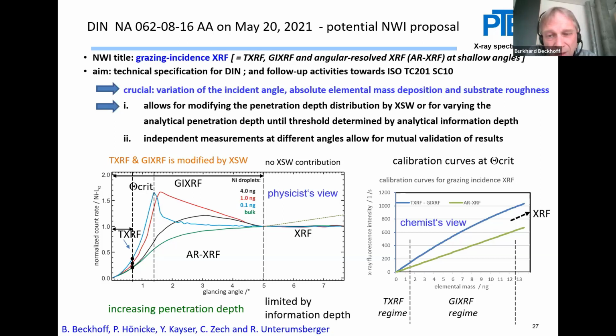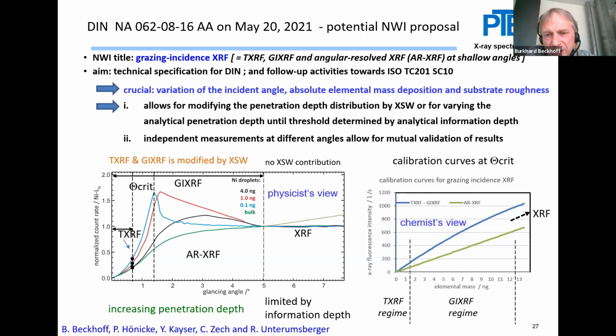And for the sake of completeness, I'd like to briefly explain the chemist view, and I hope that the chemists among you will correct me if this is wrong. So one concept would be to create calibration curves for grazing incident XRF, by putting in a very defined way, for example, by a droplet deposition technique, an elemental mass on a substrate, and observing then the absolute fluorescence intensity.